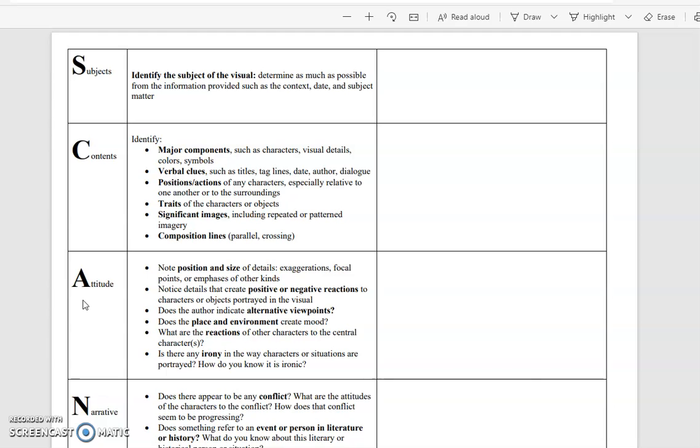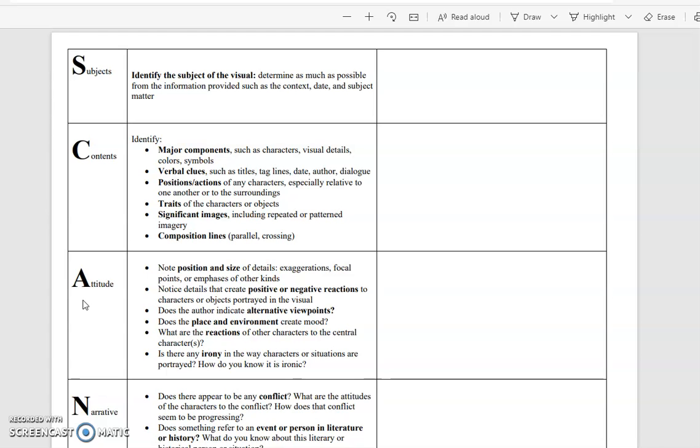Does the author or creator indicate alternative viewpoints? Are we just looking at one perspective or multiple? Does the place or the environment create a mood? Think back to basic literary analysis. If something is placed in a haunted house, we're supposed to have a certain feeling about that background. Is the creator of this visual argument using the background to help set our mood?